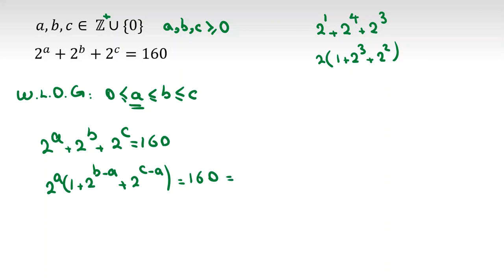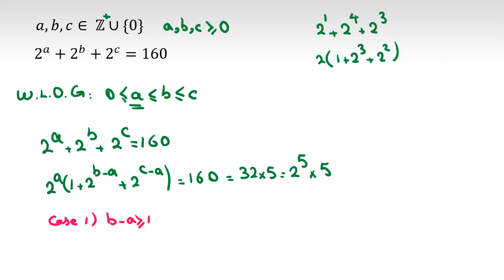Let's prime factorize 160. It is 16 times 10, which is 32 times 5, which is 2 to the 5 times 5. So let's consider B minus A here. I say case 1: if B minus A is greater than 0, or greater than or equal to 1.